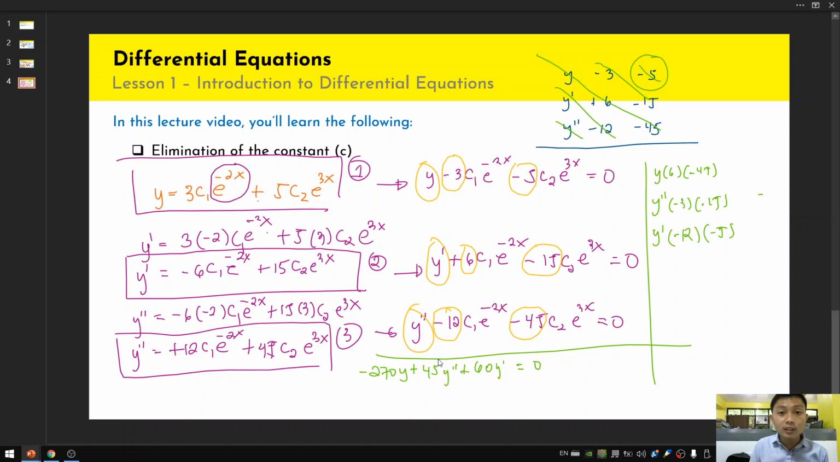Now we're going to rewrite this in descending order. So it's going to be 45 y double prime plus 60 y prime minus 270 y is equal to 0. Now this is the differential equation. But of course it can still be simplified. So let's try 270 divided by 45. Okay, so we can simplify. So divide by, actually we can't divide by 45. So let's try 30. No, not that either.